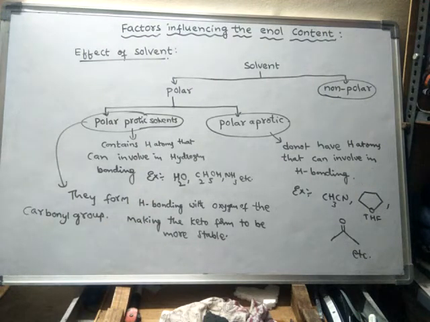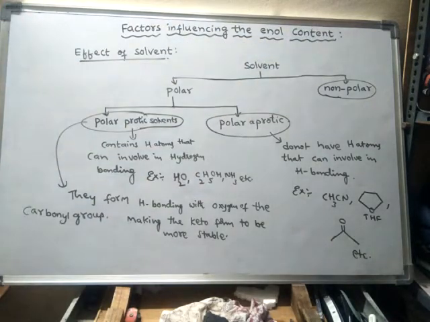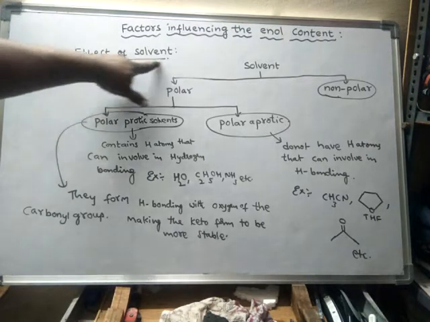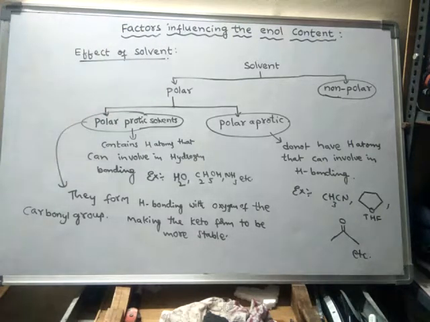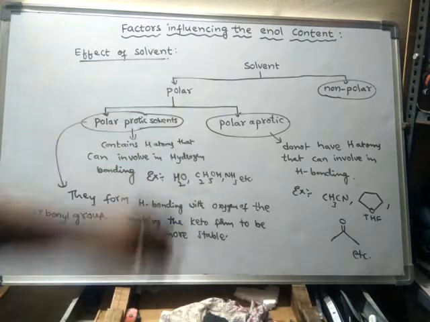So we were learning about the factors which influence the enol content. Today we learn about the effect of solvent. What is solvent? Solvent is the substance which can dissolve something in it and which is present in excess amount. The substance which is present in excess amount is said to be solvent, and it can dissolve some other substance into it. Okay.